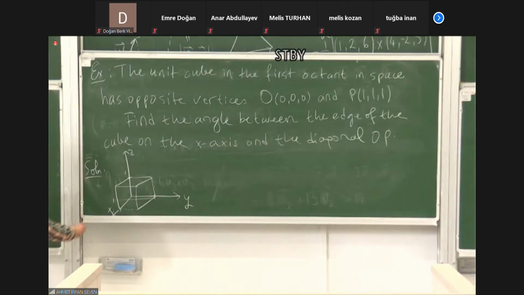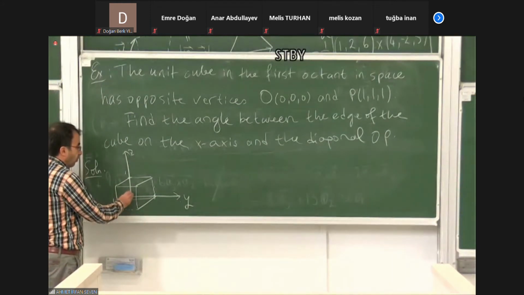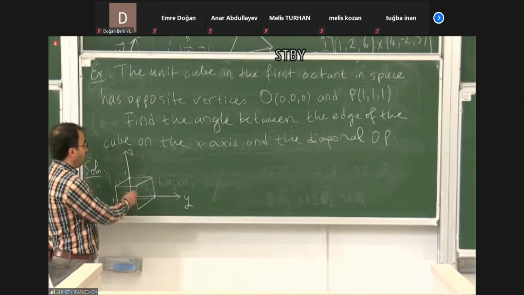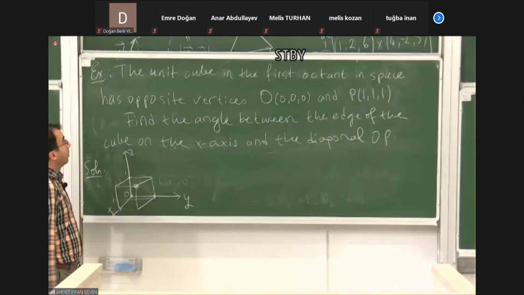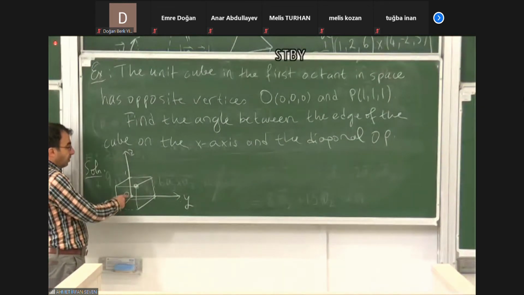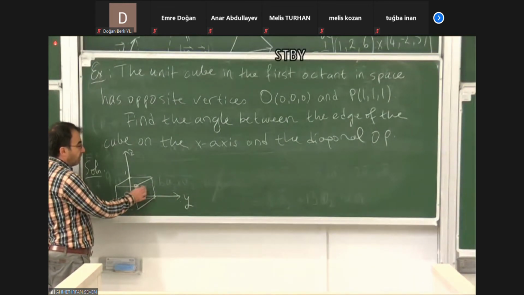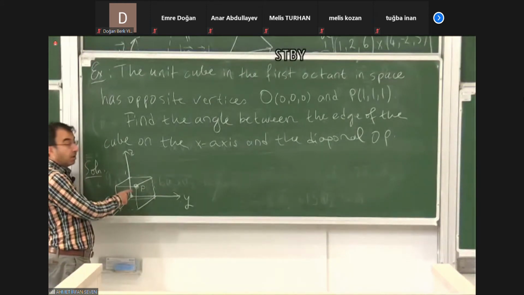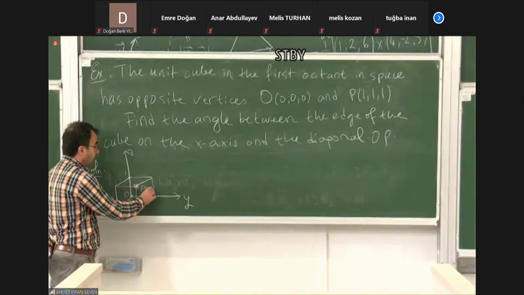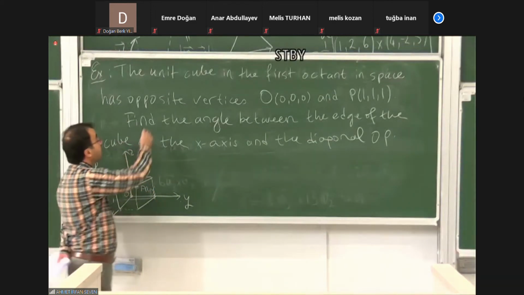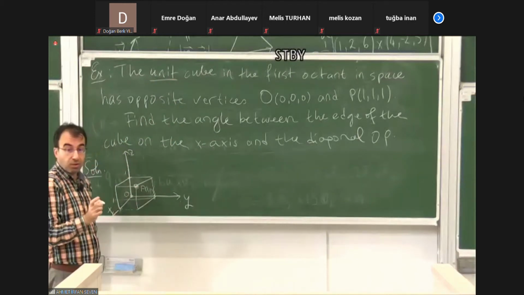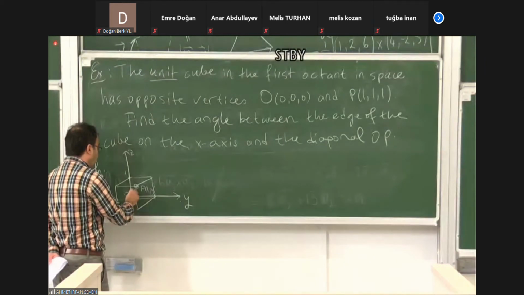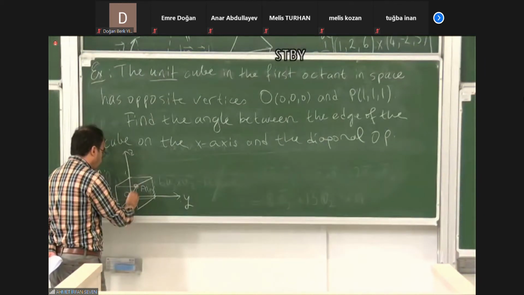All right, so origin is here. This is one vertex of the cube. And then the problem says the opposite vertex of this one is P. So what will be the coordinates of P? They will all be 1, 1, 1, because we are told that this is a unit cube. Unit cube means a cube whose edges all have length 1. Okay, then we have this OP, this diagonal.